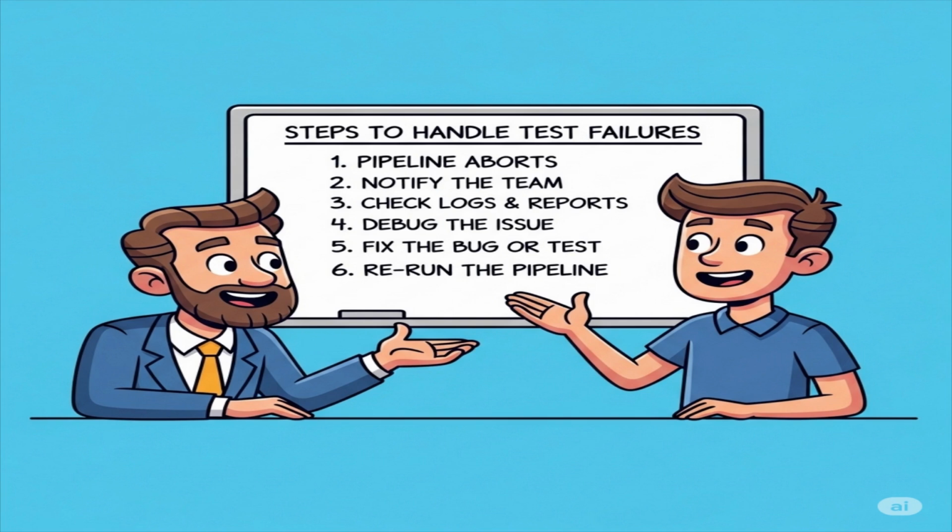And finally, the pipeline is re-triggered, either manually or automatically, to validate the fix. And that's how you troubleshoot a test stage failure in a CI/CD pipeline. It's all about catching problems early, fixing them fast, and keeping the pipeline clean.